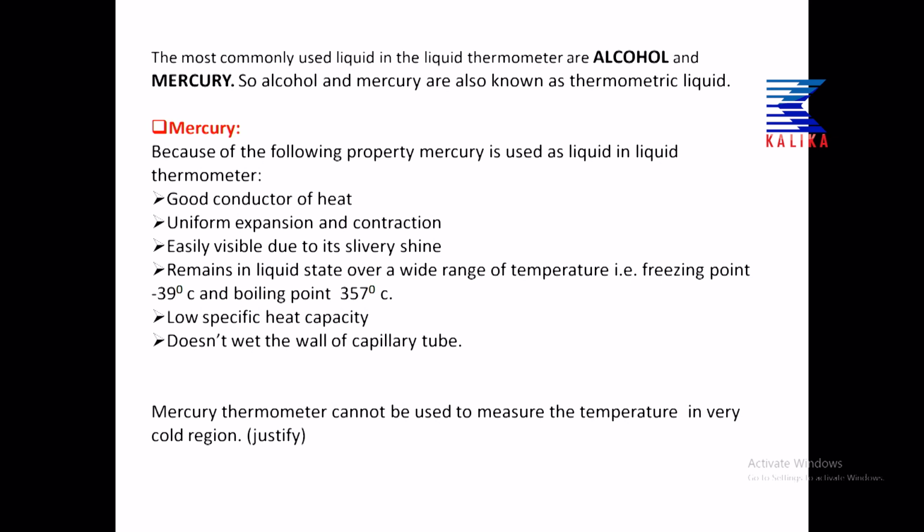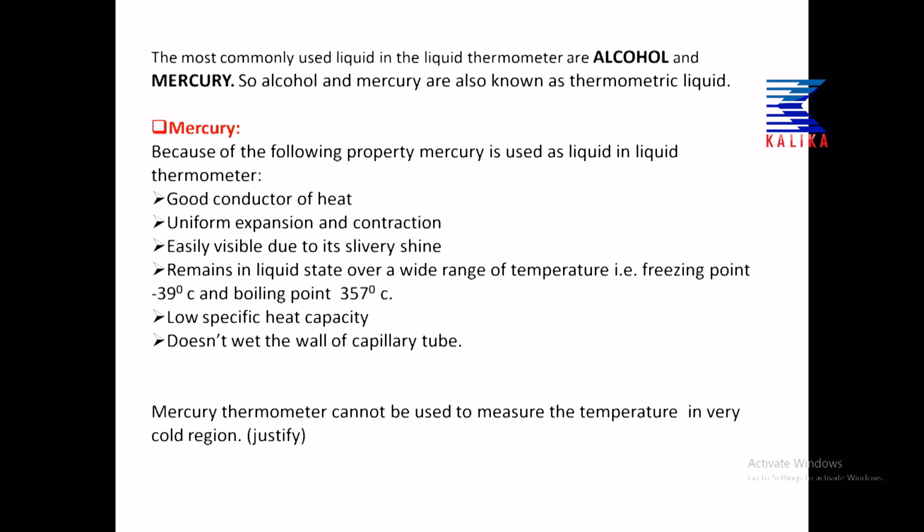It just flows up and flows back in the capillary tube. And the last one, there is a question: mercury thermometer cannot be used to measure the temperature in very cold regions. Justify. Because the freezing point of mercury is minus 39 degrees Celsius, and in a cold region the temperature may go below minus 39 degrees Celsius, and the mercury itself gets frozen. So, in very cold regions a mercury thermometer cannot be used to measure the temperature.